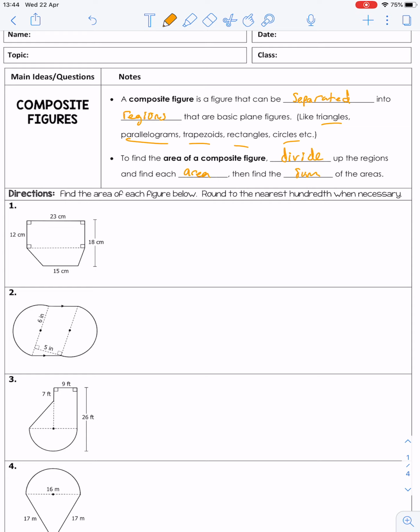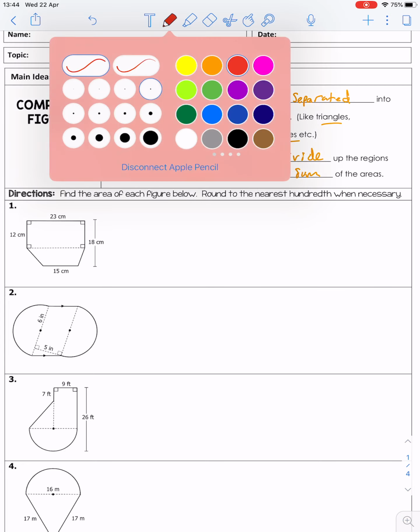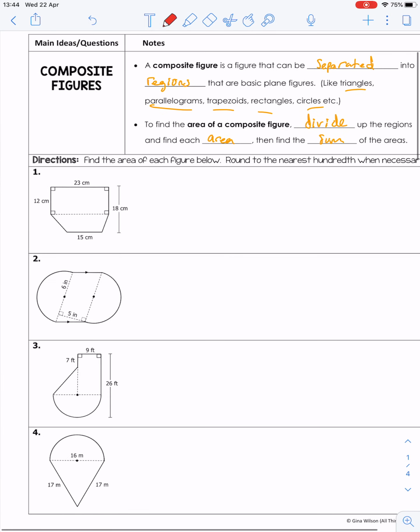So, for example, number 1, here we go. We have a rectangle and a trapezoid. So this is going to be our area 1. This is going to be our area 2. So we find the area of the rectangle, and then we find the area of the trapezoid, and we add those together. That's the idea. That will give us the whole area of this composite figure.